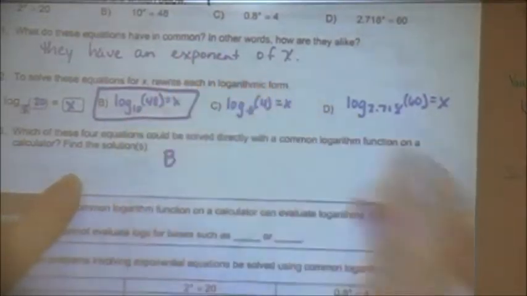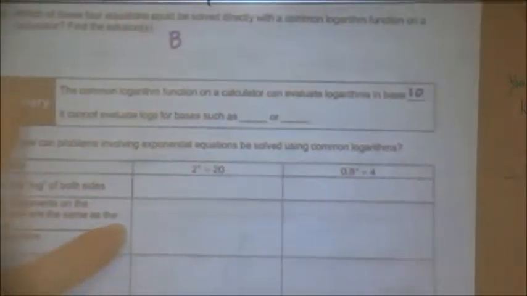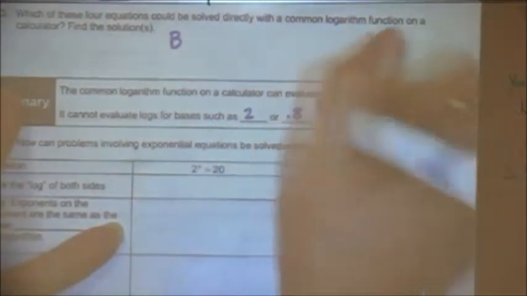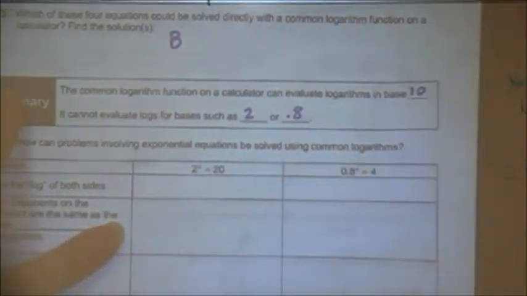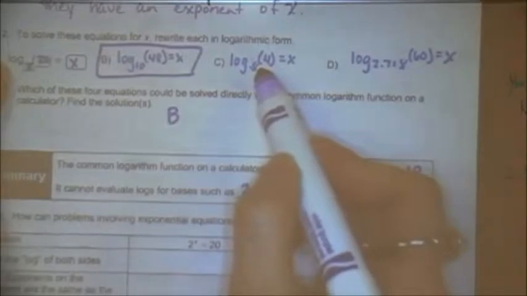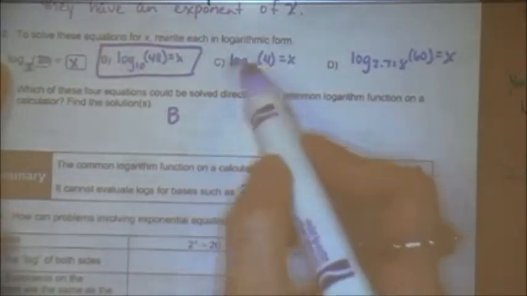So B. And right here on the summary, it says the common logarithmic function on a calculator can evaluate logarithms in base 10. It cannot evaluate logs for bases such as 2 or 0.8. So A and C, I couldn't do on my calculator with my common log button. It won't work. This one would.